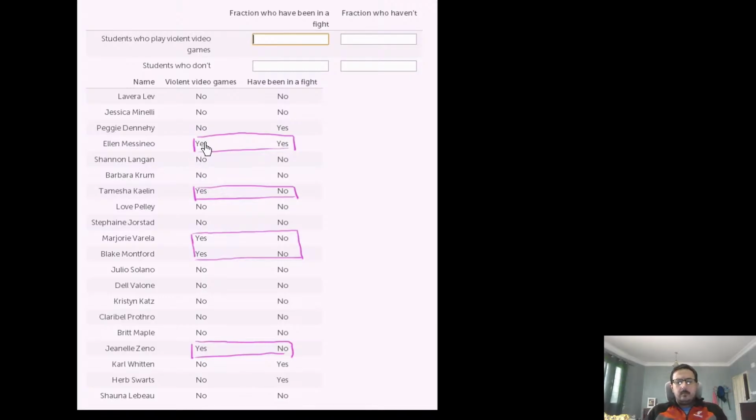Now what fraction of them have been in a fight? Well, it looks like 1 out of the 5 have been in a fight. The rest of them have not been in a fight. So we could say 1/5. Let's just write that down. So 1/5 have been in a fight. Fraction who haven't, 4/5. So that's all these other no's. They play violent video games, but they haven't been in a fight. 1, 2, 3, 4, 4/5.